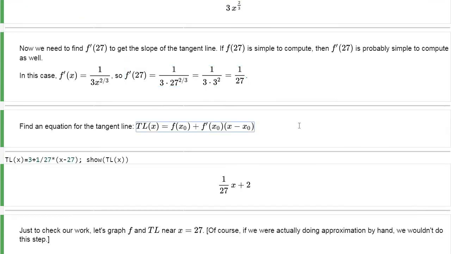Here's our formula for our tangent line that we've seen several times before. So the x sub 0 is going to be 27. That's the basis for my tangent line. f of 27 is 3, so that's right there. f prime of 27 is 1/27th. I just found that, so there's the slope right there. And then I multiply this by x minus my x value, and that's 27. And here Sage has simplified that to slope-intercept form. So this is my tangent line, 1/27th x plus 2.